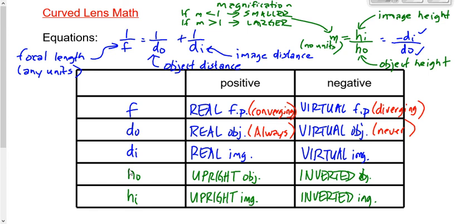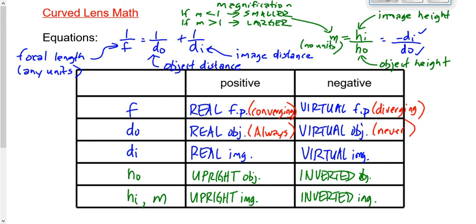Finally, there is one more variable that we haven't put in this table yet. What is it? F, DO, DI, HI, HO, and M. M goes right here. Same as HI. If your image is right side up, M is going to be positive. If your image is upside down, M is going to be negative.